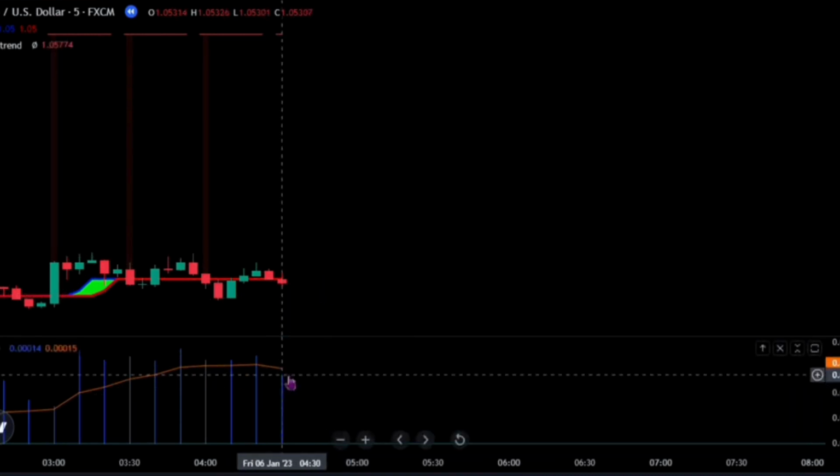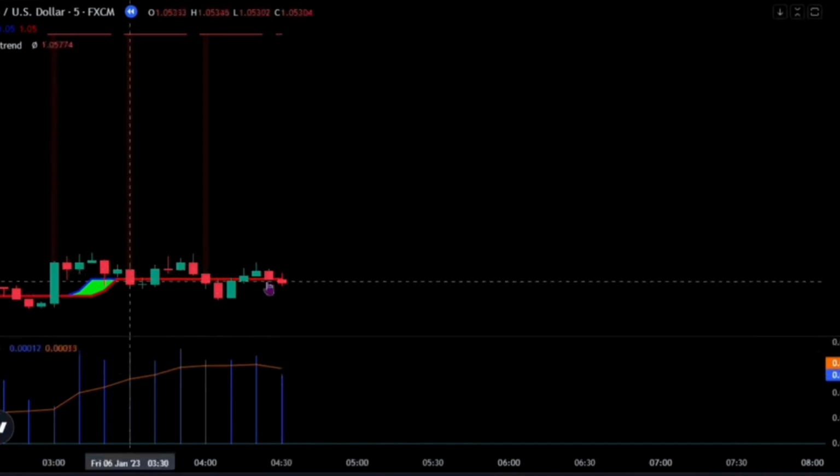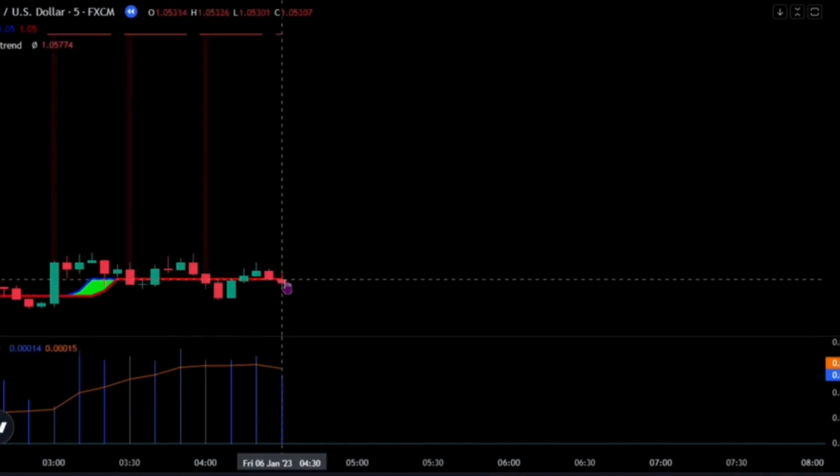Finally, we need the candlestick to close below the alpha trend. This is the ultimate confirmation that it's time to sell.